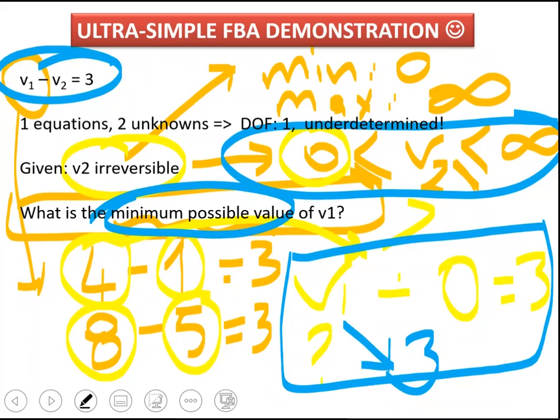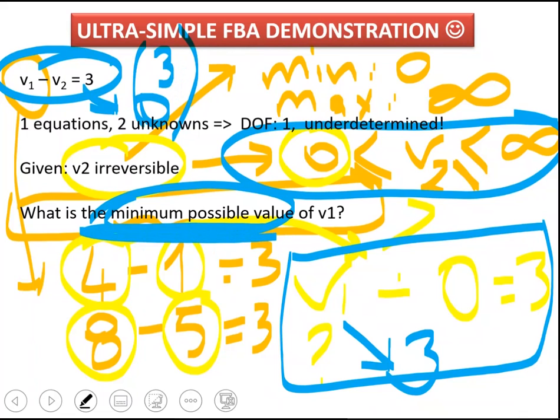So the solution to this problem is 3 to 0 for the given objective function. So this is how, among many possible solutions, we choose a specific one that corresponds to an optimization criteria, that corresponds to a given objective function.